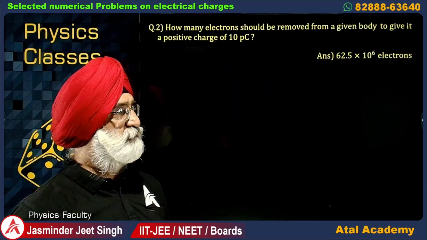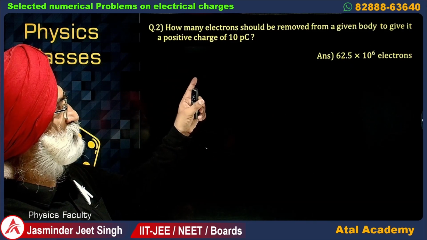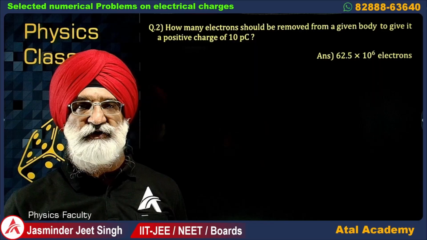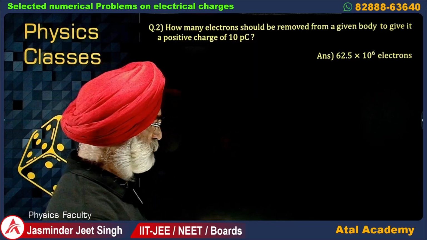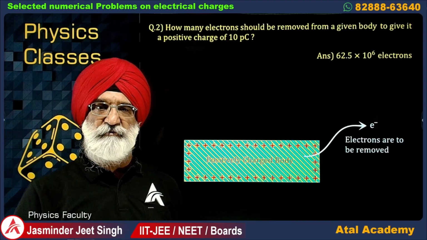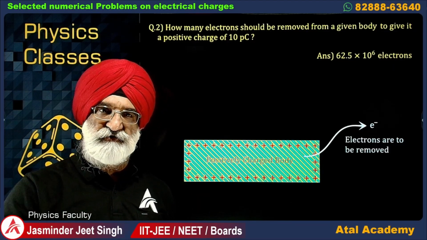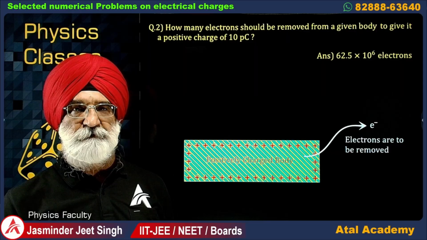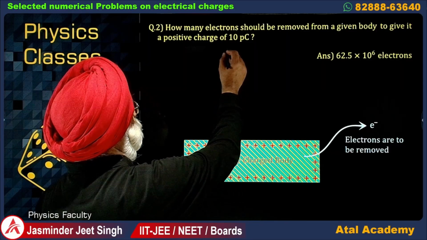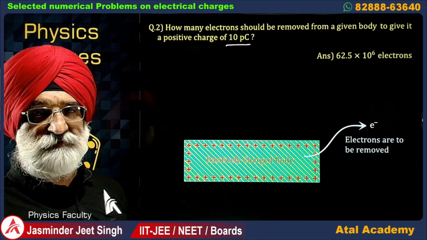Second numerical. How many electrons should be removed from a given body to give it a positive charge of 10 picocoulombs? We have done earlier that in order to give a body a positive charge, electrons are to be removed from that body. How many electrons are to be removed to give this body a positive charge of 10 picocoulomb?